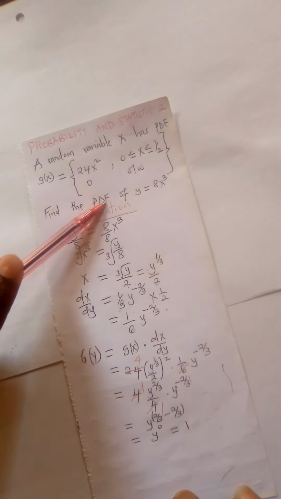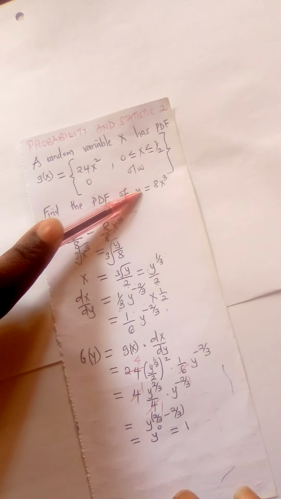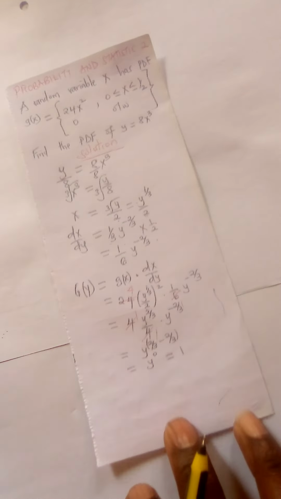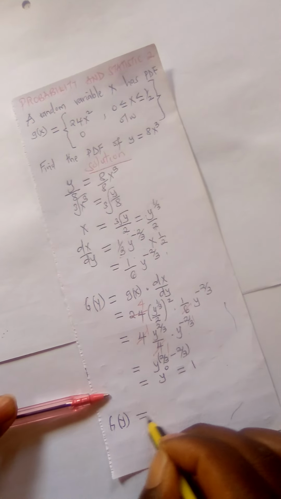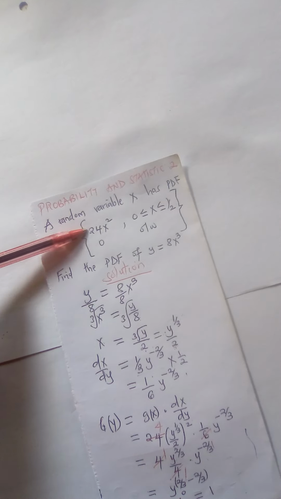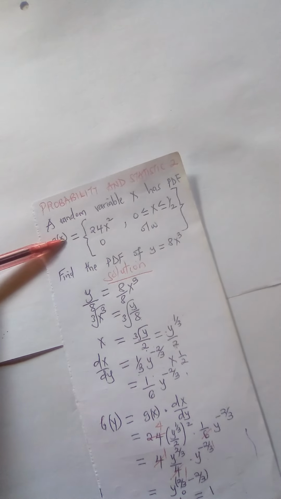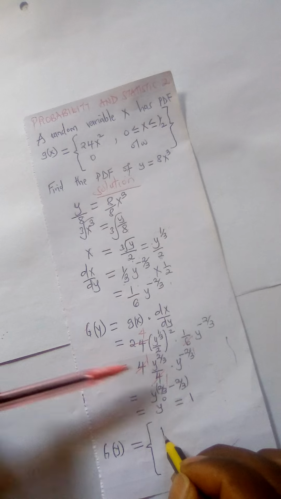Now after getting 1 as your g(y), what you are supposed to be doing is that we were told to find the probability density function of the provided function, and therefore you are not supposed to just leave at this point. You are supposed to come back here and begin here. Remember this one was the function of g(x), and therefore my function of g(y) is 1. So just come here and write 1 here.